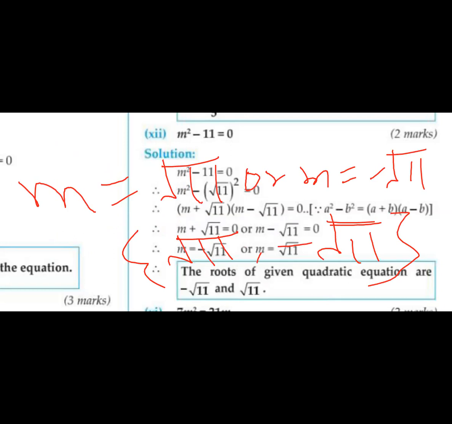We are comparing this method also, and you will decide which method will be better for you, and you will solve it by any alternate method. So first note down this: M equals to plus root 11 or M equals to minus root 11. So your answer is plus root 11 and minus root 11. This is your solution set, SS, solution set.